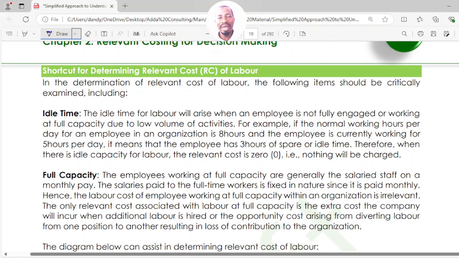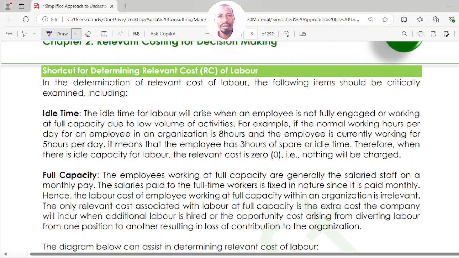So if the company now has a project or an order to be executed that needs 2 hours of your time, it comes out of your spare capacity of 3 hours. Out of your spare capacity of 3 hours, 2 hours will be used to execute the order. Therefore, when there is idle capacity, the relevant cost of labor is equal to 0 because you are going to earn your salary at the end of the month. But because you are not fully engaged, because you are idle, your spare capacity is what will be used to execute the special order. As a result, the company will not pay you extra money or extra salary for executing the order.